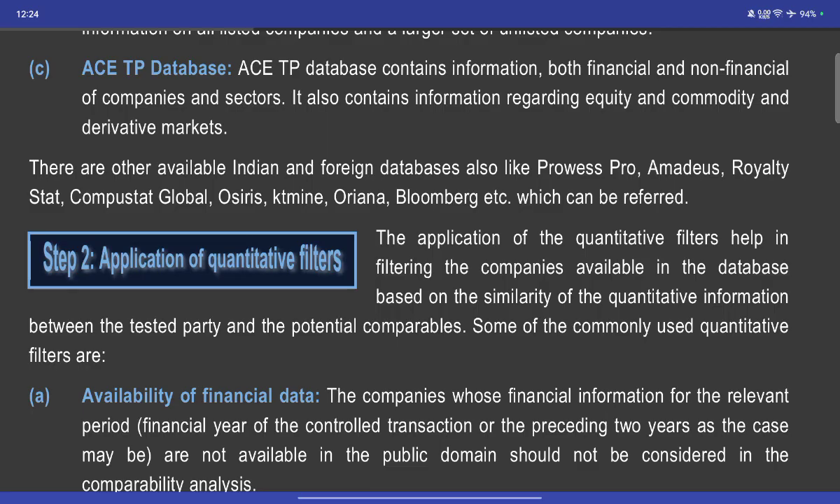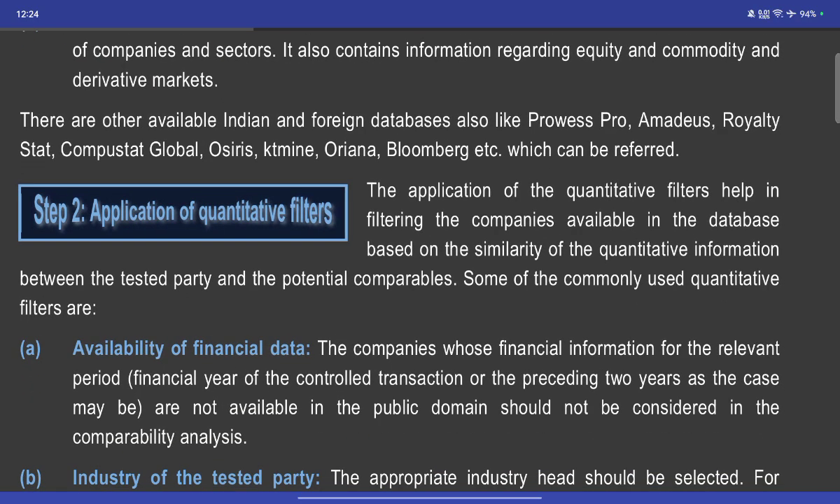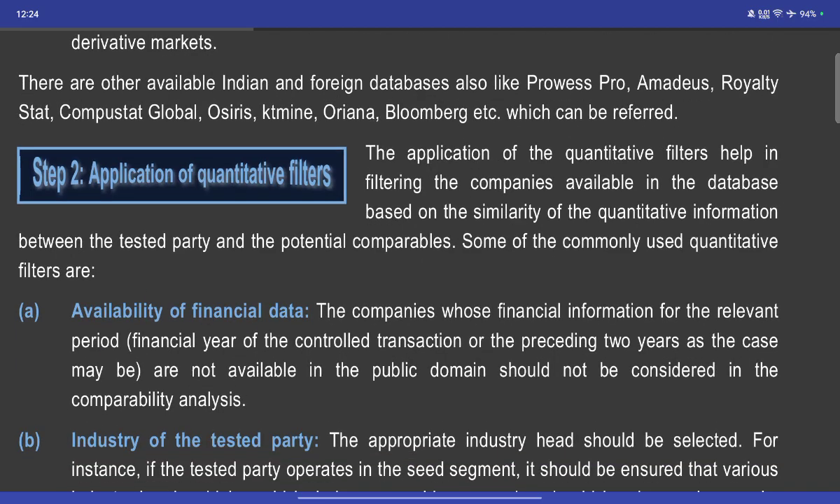There are also Indian and foreign databases available, like Progress Pro, Amadeus, Royalty Stat, Camsu Stat, Globus, Odysseus, KT Mine, Orina, Bloomberg, etc. This can be different. The application of a quantitative filter helps in filtering the companies available in the database based on the similarity of quantitative information between the tested party and potential comparables.